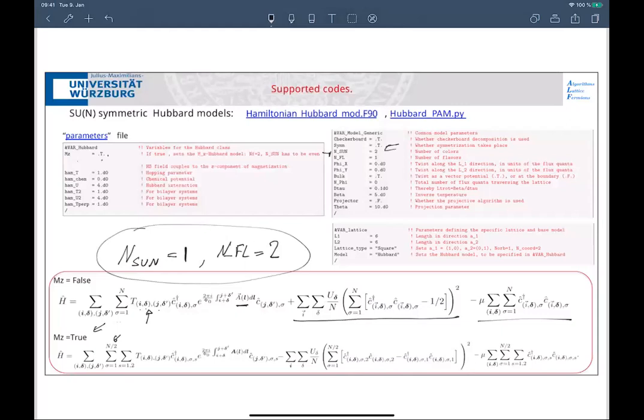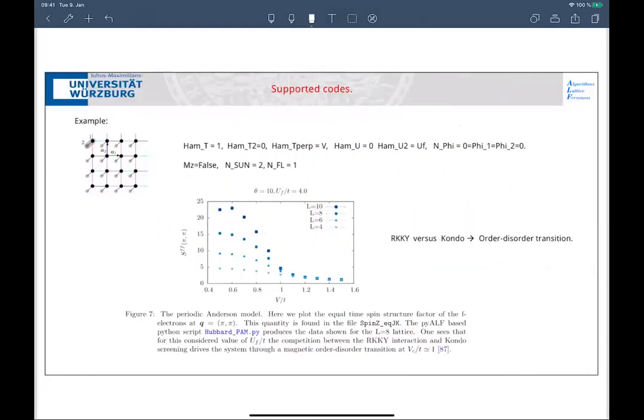Then, if you want, you can generate models with number of flavors equals 2 and N SUN bigger than 2, could be 4, etc. And you will go to antiferromagnetic saddle points, for example. Good. So let me give you an example of this.